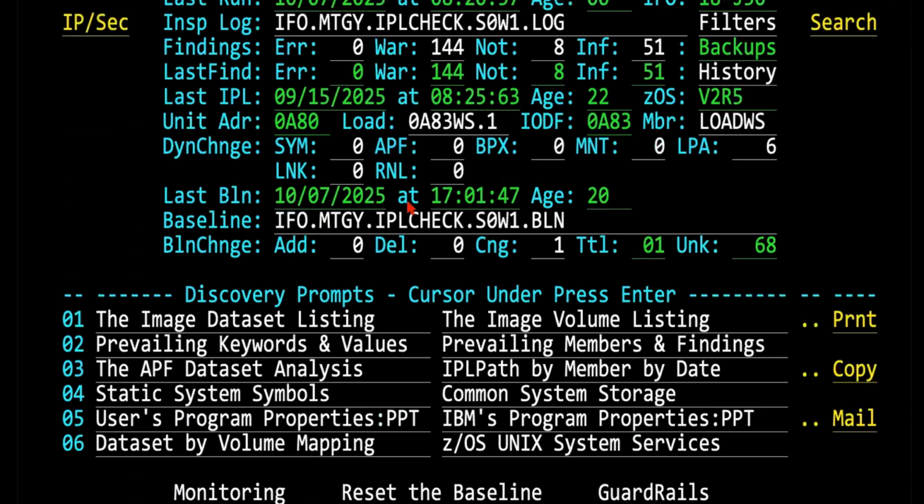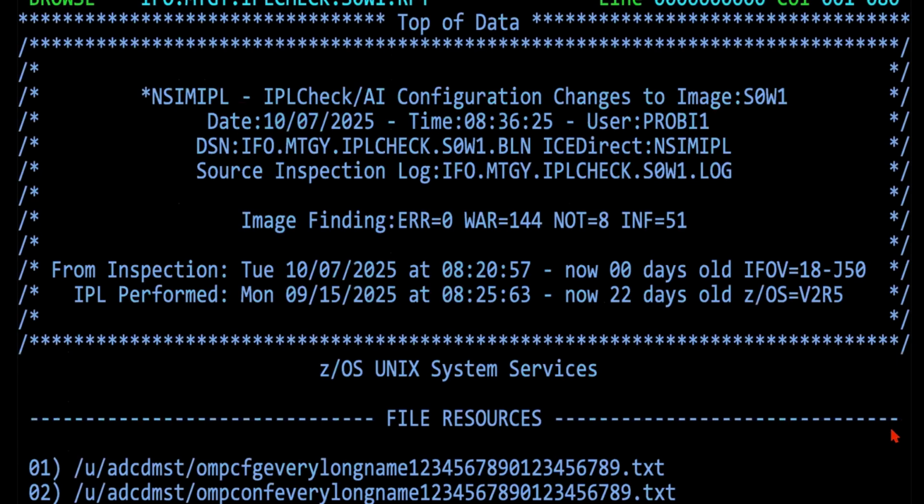This simply goes on, exploring what is in the trace itself and answering questions about what's in the trace. There are some discovery prompts that are critically important. One might be to know what Unix System Services look like. These prompts will go against the trace and extract the information that's necessary in order to produce a report. So here's a report.